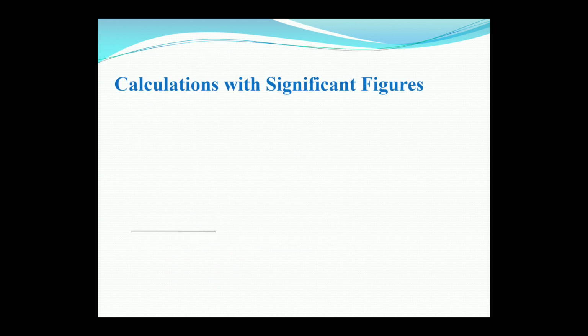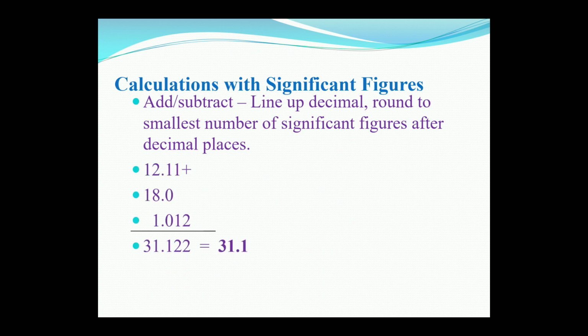Now, calculation with significant figures. Here you can see I have given an example: 12.11 added to 18 and then 1.012. First, the figures before the decimal we write on the left-hand side, and all the values on the right-hand side are the decimal places. For addition or subtraction, line up the decimals and round to the smallest number of significant figures after the decimal. After addition we get 31.122, or we can write only one digit after the decimal, that is 31.1.